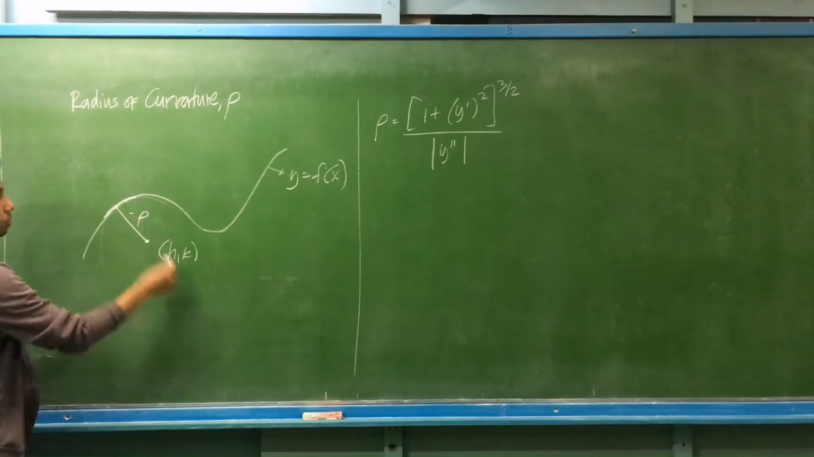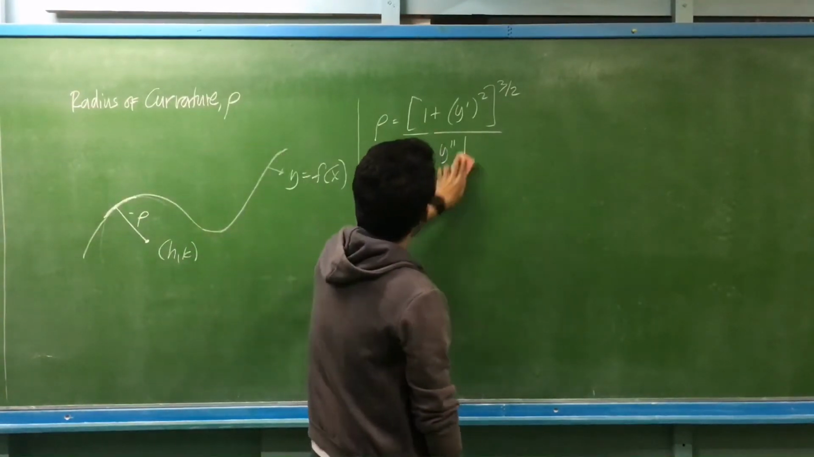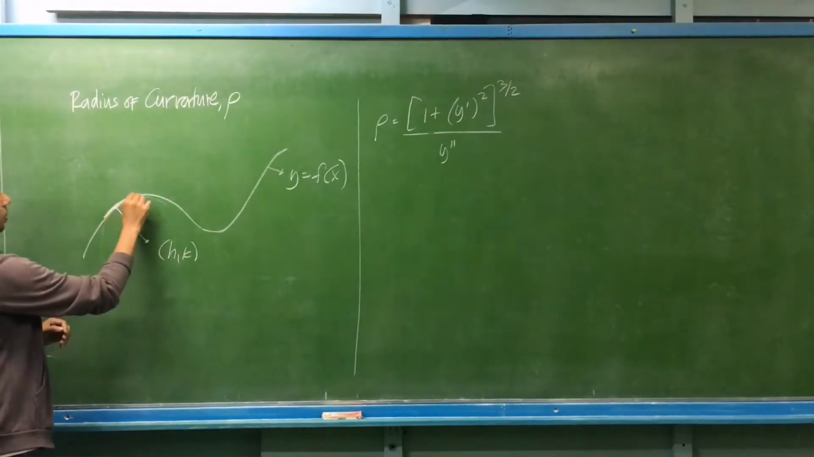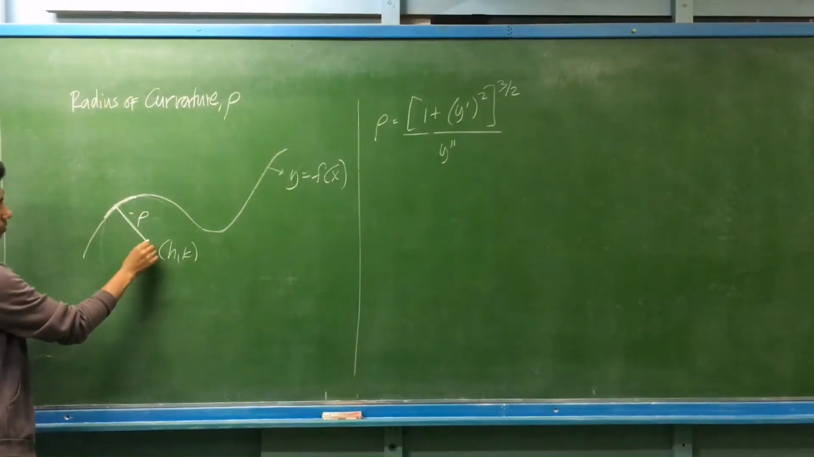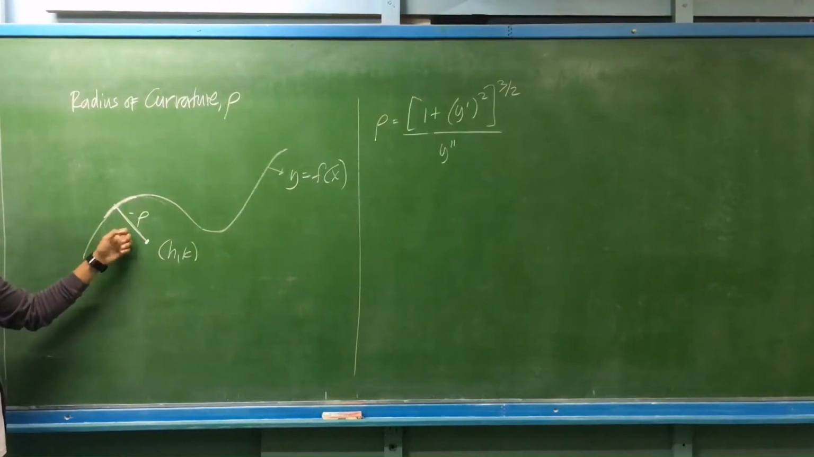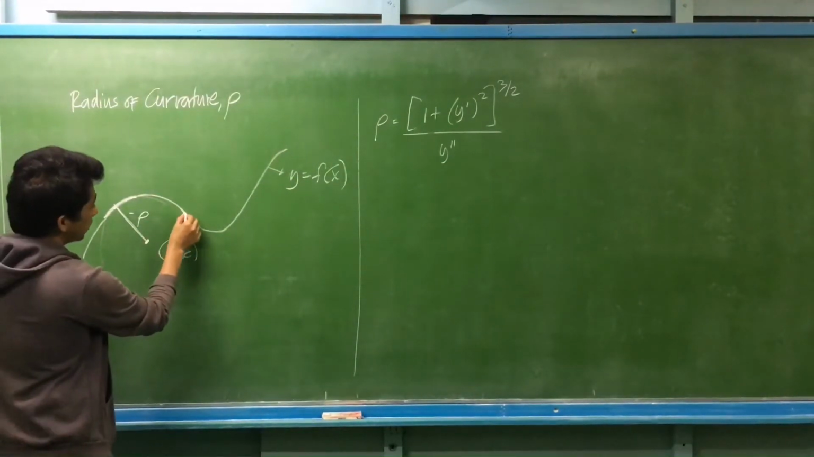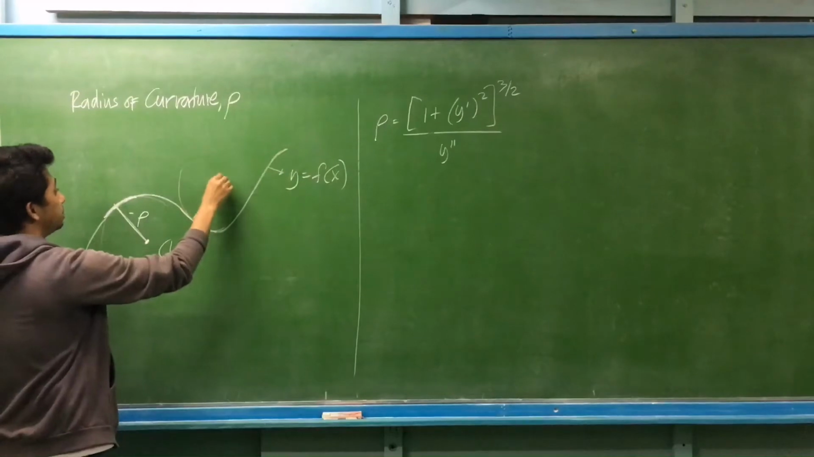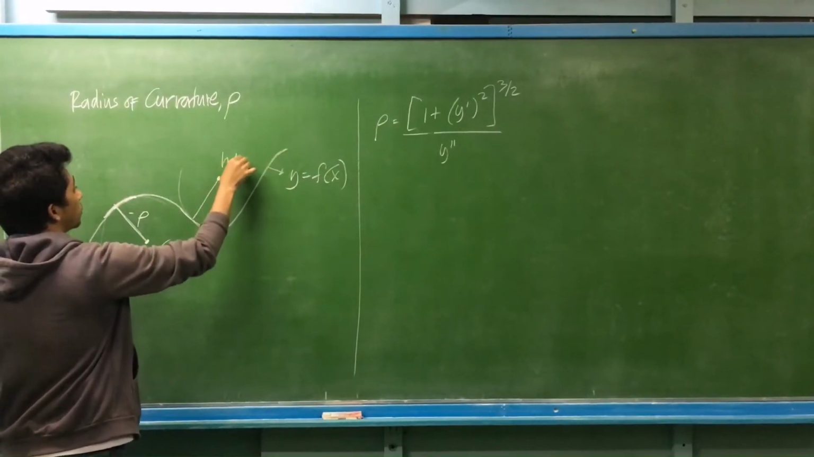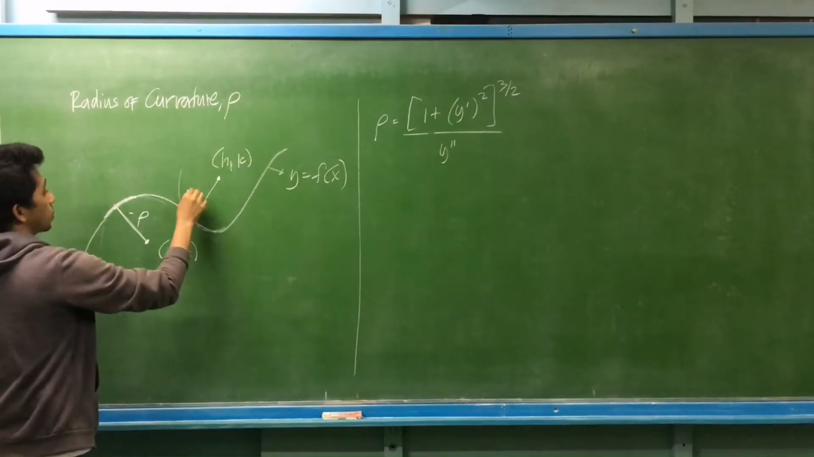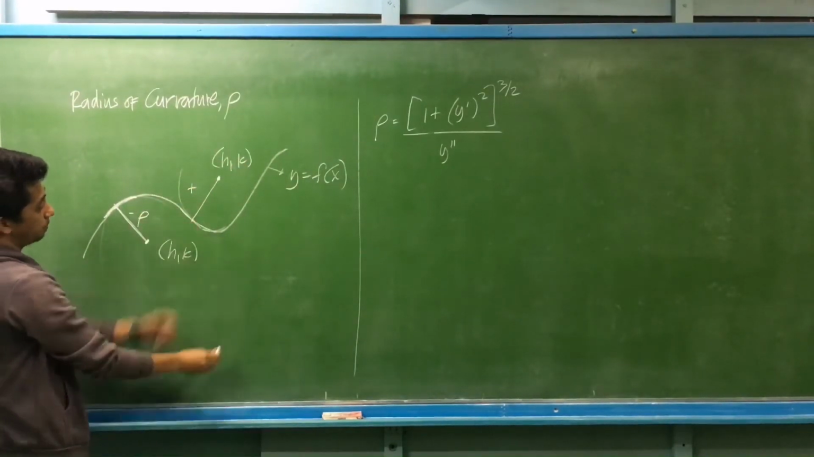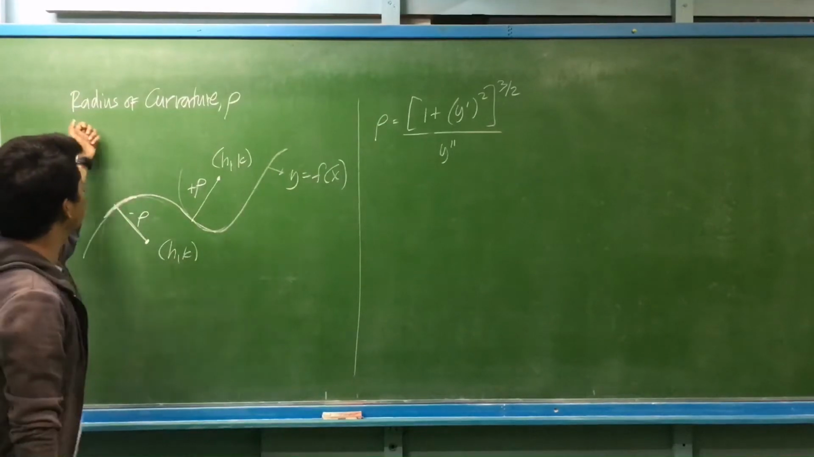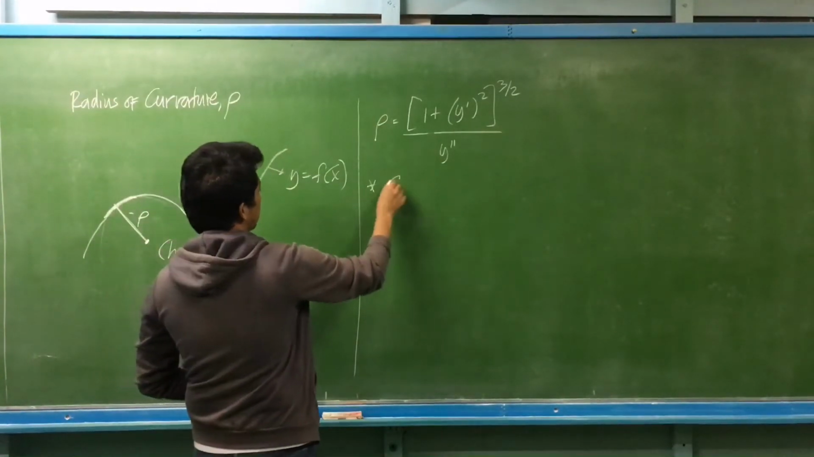If you neglect the absolute value there, you'll have a negative rho if the concavity of the curve is downward, or let's say the center of curvature is below the curve. You'll have a negative rho. The reverse applies if the concavity of the curve opens upward. Let's say this is the center of the curvature, h, k. If the point is above the curve, you'll have a positive radius of curvature.